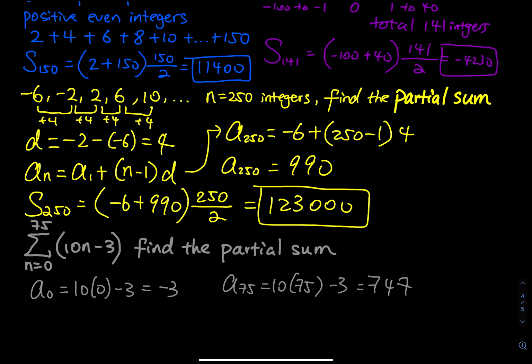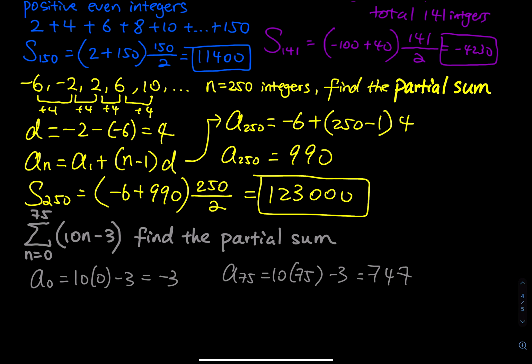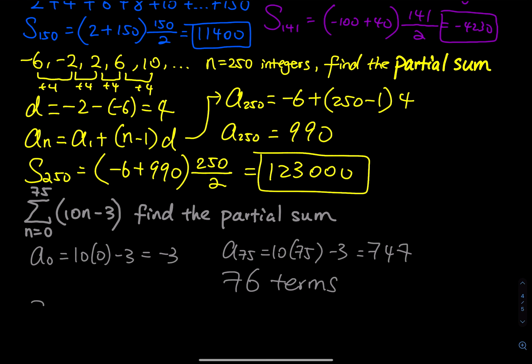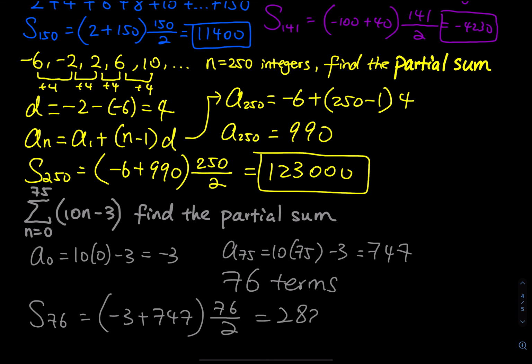And then from 0 to 75, how many terms? 75 or 76? There are 76 terms, right? 1 to 75 is 75 terms, and then you have a 0, so that will be 76 terms. So S of 76 is equal to the first term plus the last term, negative 3 plus 747, and then multiply 76 terms divided by 2. So you have 28,272. And then here is the partial sum.